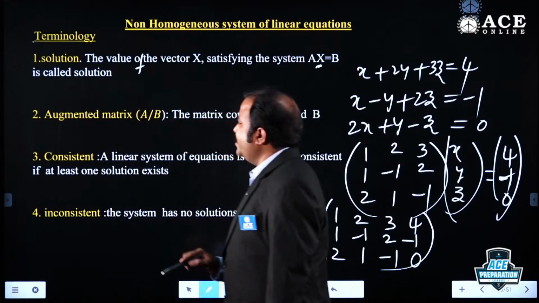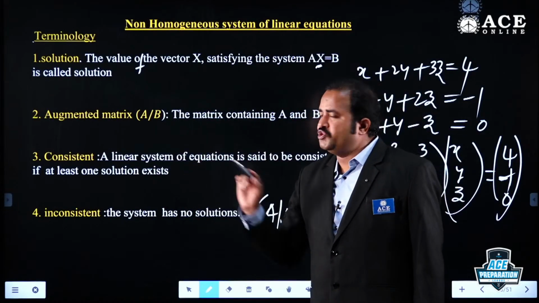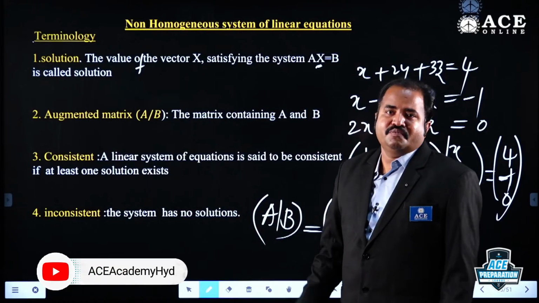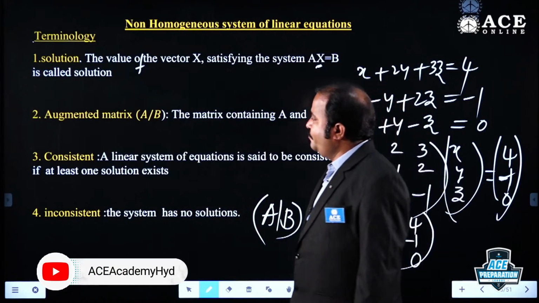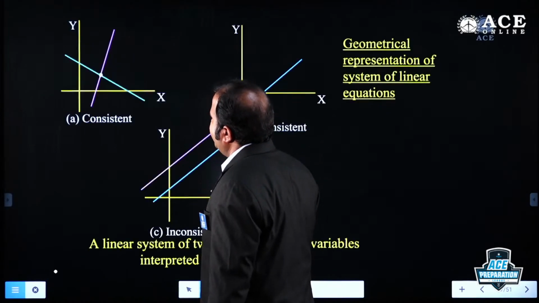Next, consistent. What is consistent? A linear system of equations is said to be consistent if at least one solution exists, right? And inconsistent means the system has no solution, right? These are the frequently used terms or definitions in the system of linear equations.